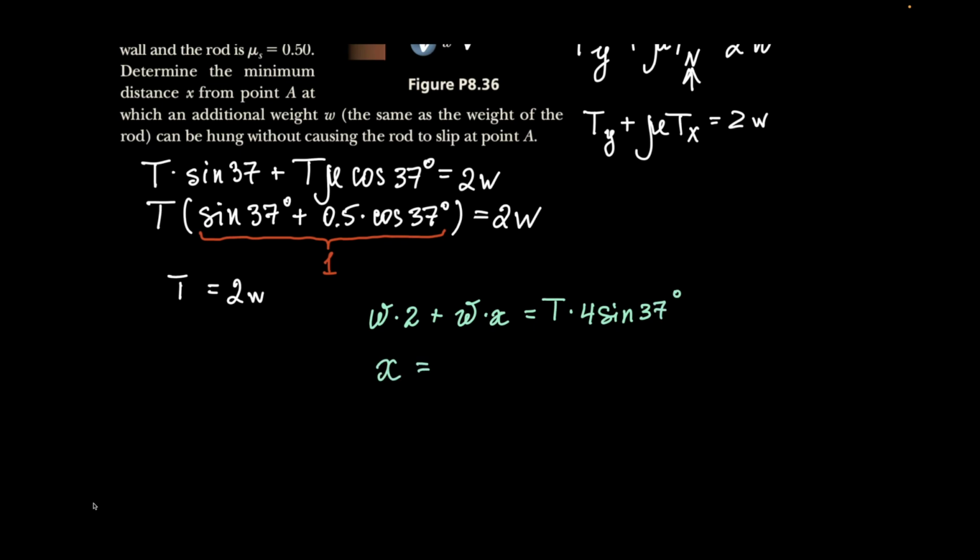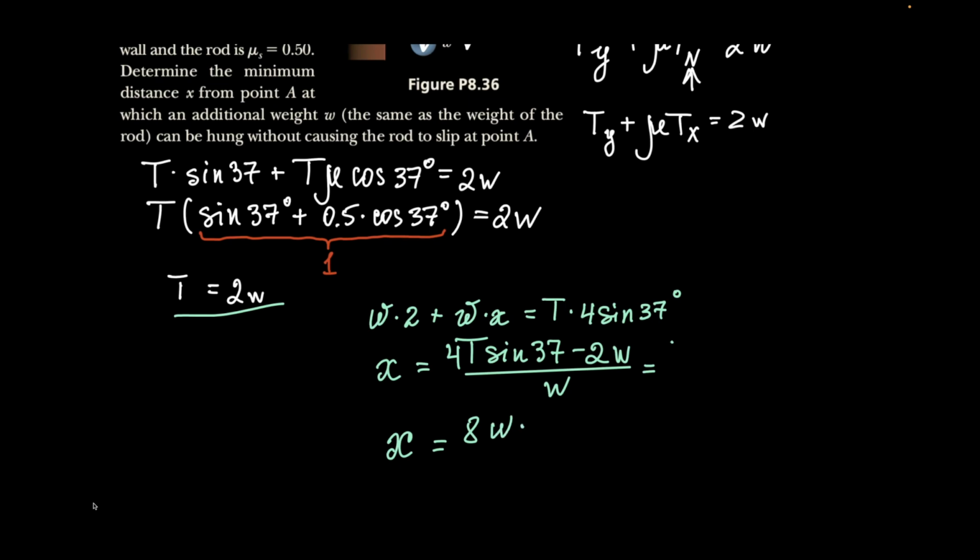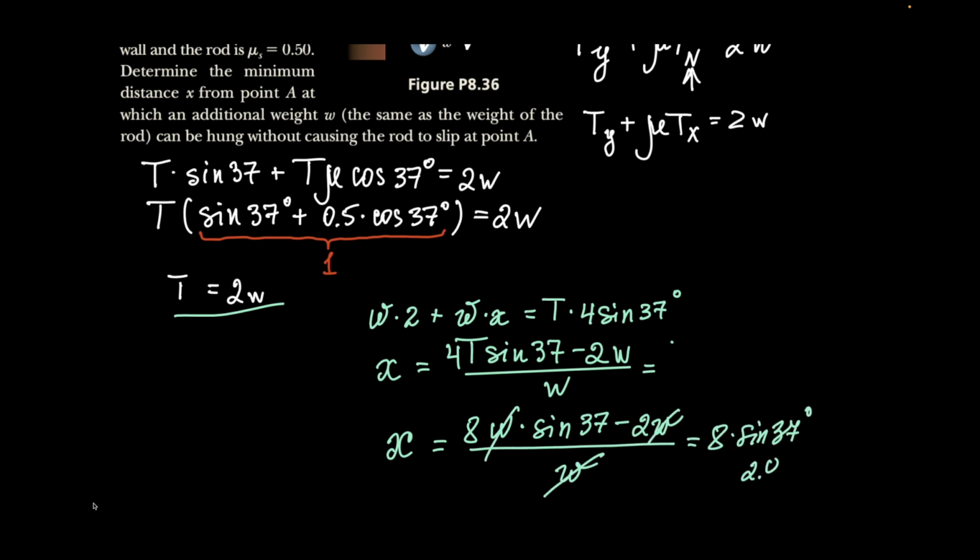And then we're going to say X is going to be 4 T's sine of 37 minus 2 W's, all that divided by W. And remember, we already discovered that T equals 2 W's, so 8 W's sine of 37 minus 2 W's over the W. W's disappear, and when you plug that into the calculator, you're going to end up with 2.8.